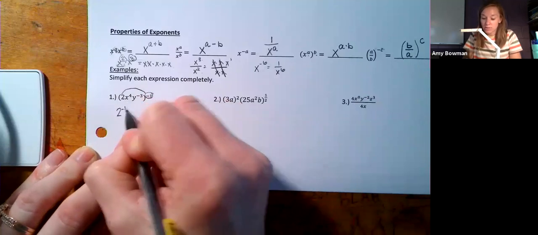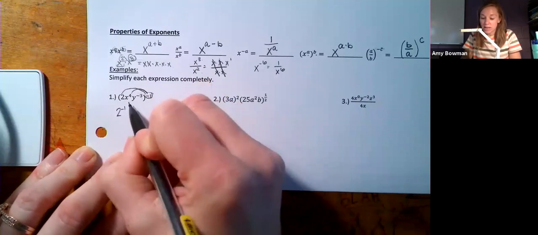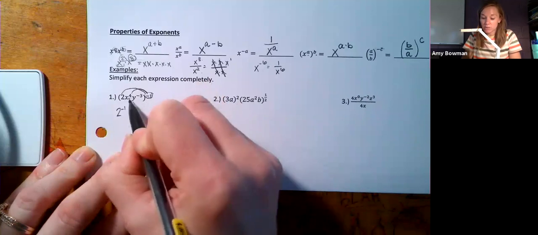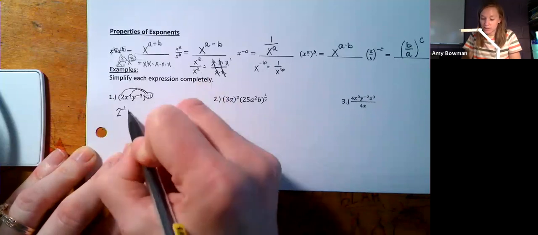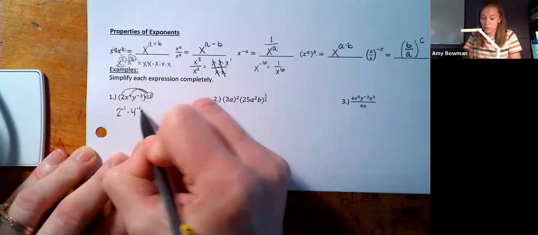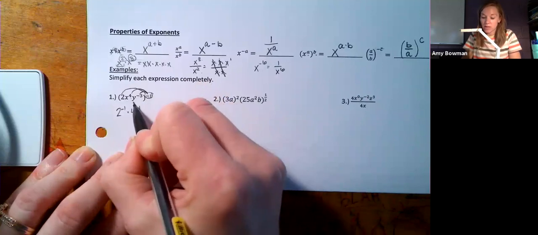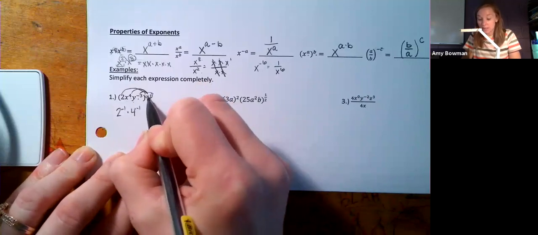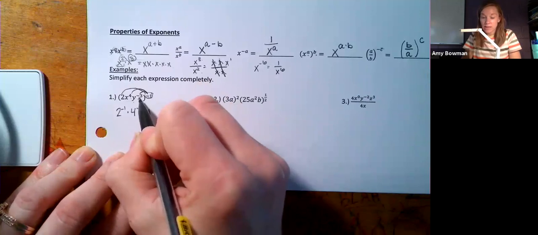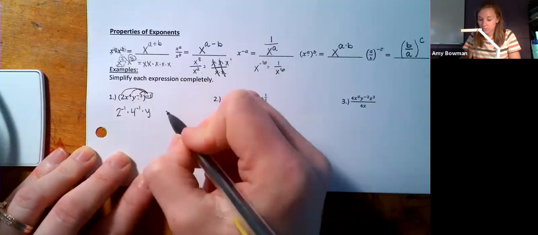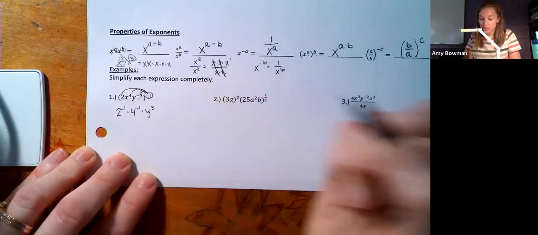2 to the negative 1 times x to the 4th to the negative 1. So I'm going to multiply 4 and negative 1. So x to the 4 times negative 1, times y to the negative 3 to the negative 1. Negative 3 times negative 1 is positive 3.